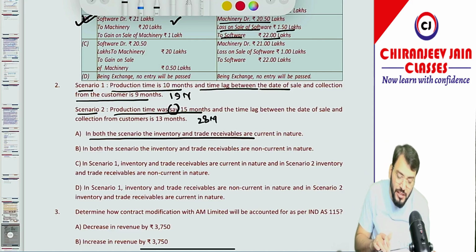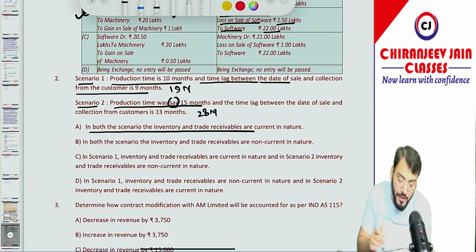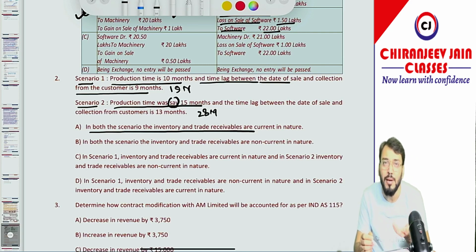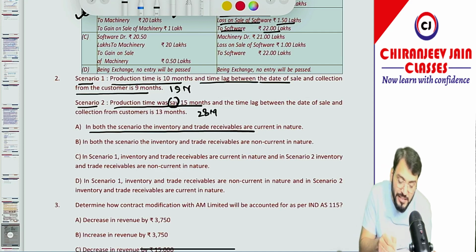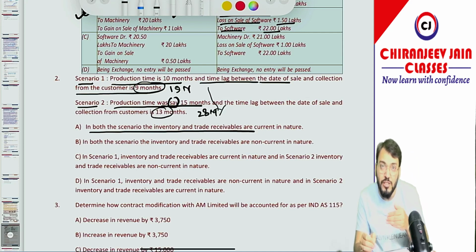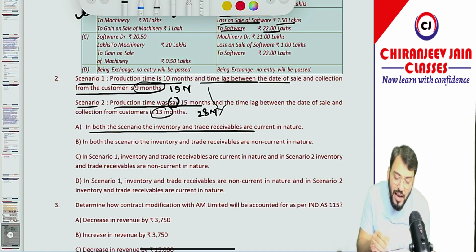Correct. Now you can see 19 months and 28 months. Just try to understand, inventory will always be considered current only. The doubt will come only for trade receivable. Trade receivable is going to be realized in this case in 9 months, in this case in 13 months, which is within the company's operating cycle, and therefore trade receivable will also be current in nature. I hope you are understanding.